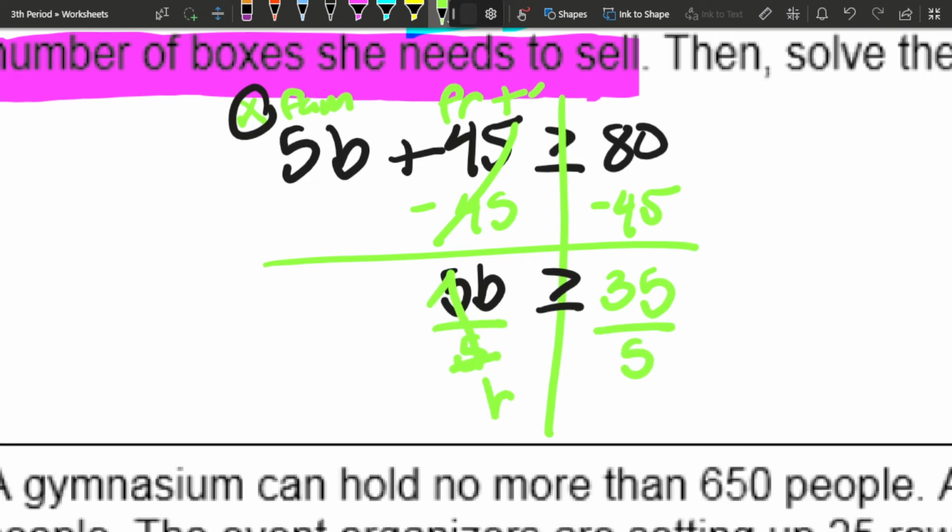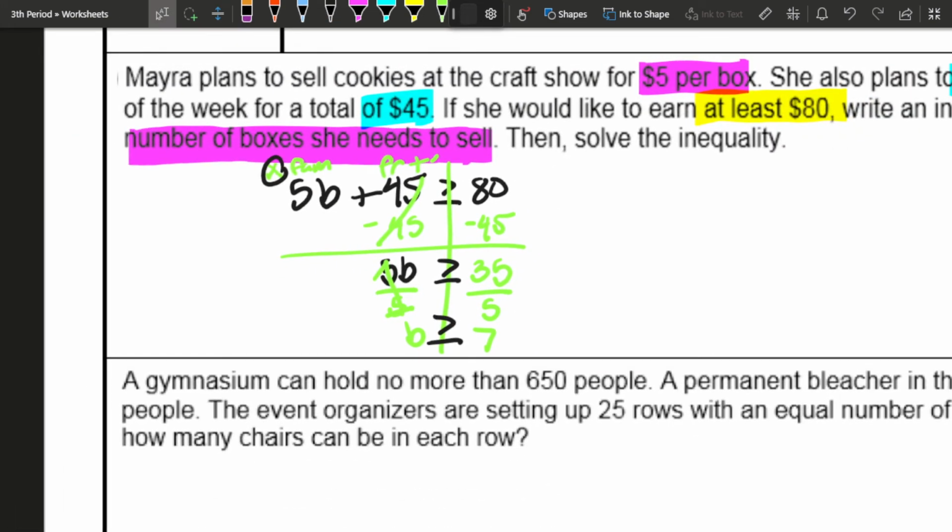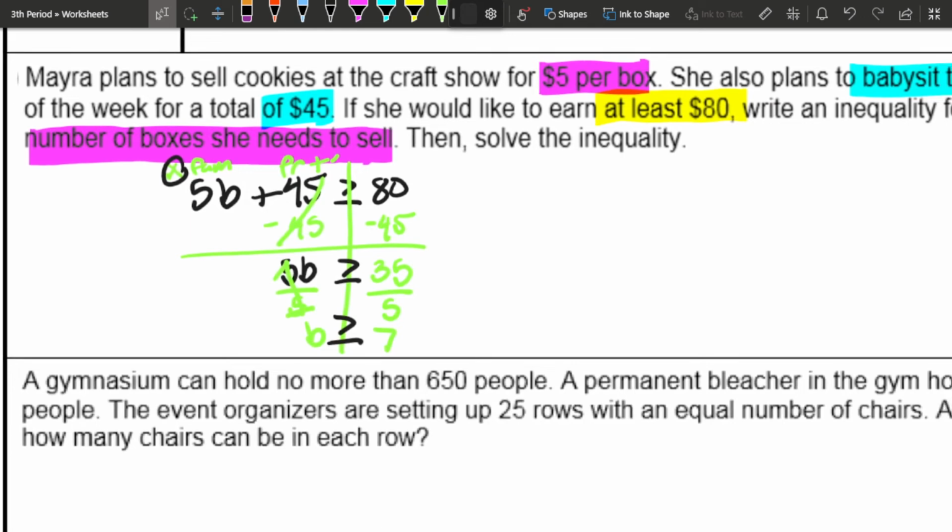This is just 1b. 35 divided by 5 is? 7. 7 times 5 is 35. And my inequality sign doesn't have to flip because 5 is positive. I divide it by a positive number. So if she sells at least 7 boxes, she'll make $80. So let's graph this. Is it going to be open or closed? Closed. Am I going to go to the right or to the left? Right. It's pointing to the right here. So it's going to go this way. I'm going to put in my 7 over here. So that means 6 and below is on this side, and 7 and greater are on this side.